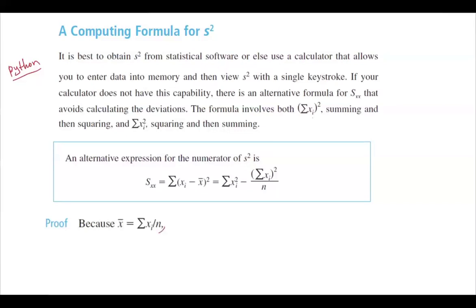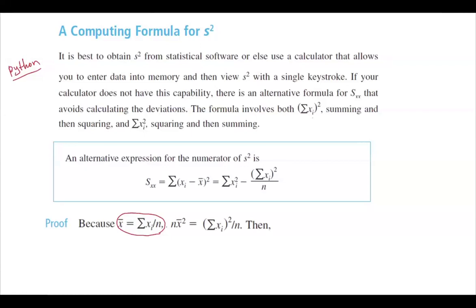Remember how we defined x bar. X bar is the summation of all observations divided by n. If I multiply both sides by n, n x bar to the second power is equal to the summation of xi, squared, divided by n. So we are not doing anything special here. You're just multiplying both sides by n. Why is that? Because we are raising these to the second power.